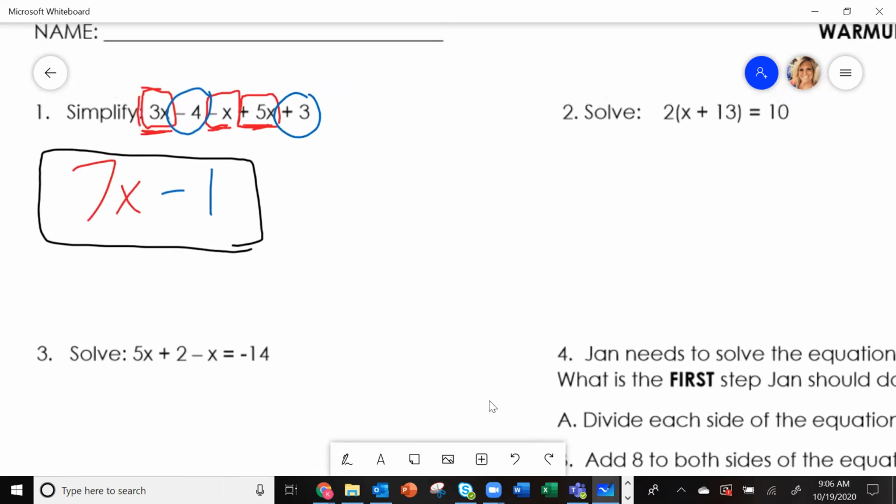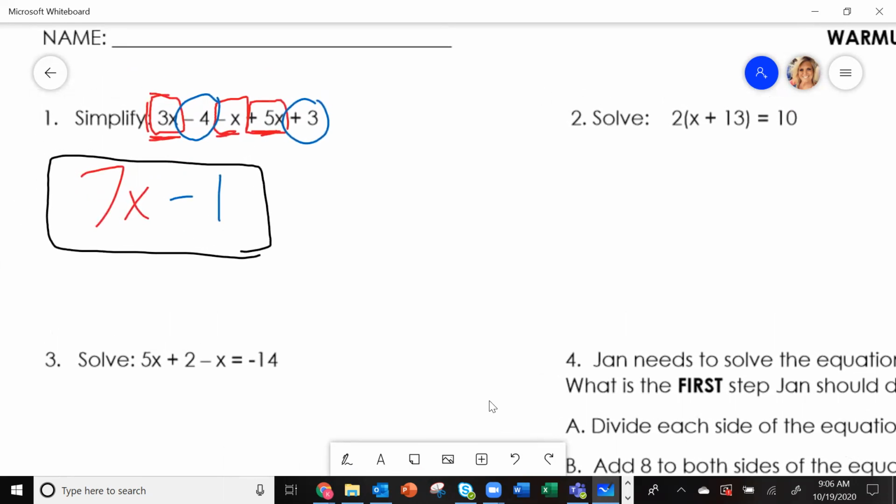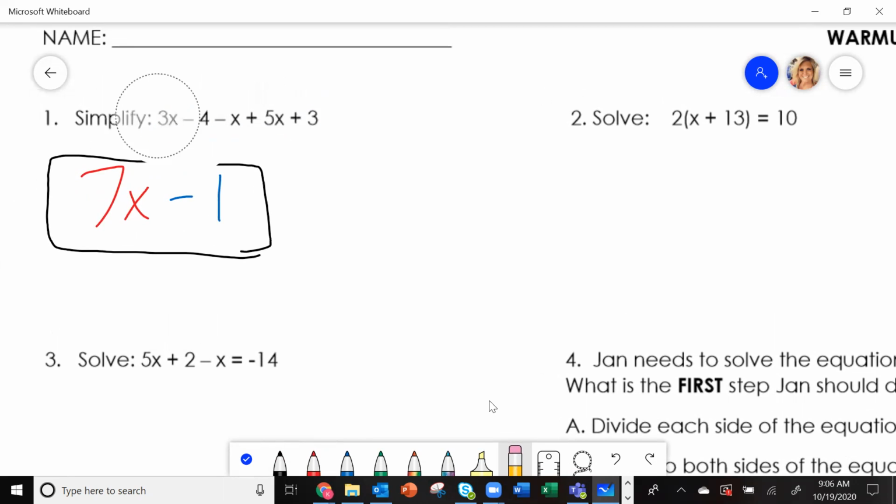So let's look at number 2. I'm going to go here and erase this. Now, when you look at number 2 versus number 1, what do you see is the difference between the two things? One of them is saying to simplify, and that's when we just combine like terms. This one here says to solve. So when we're solving, what we did before was we put these into Desmos to find our answers.